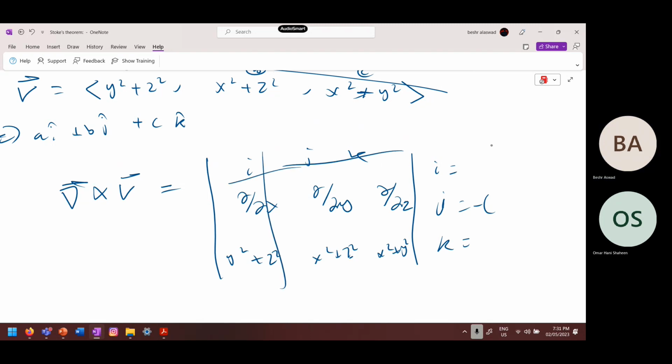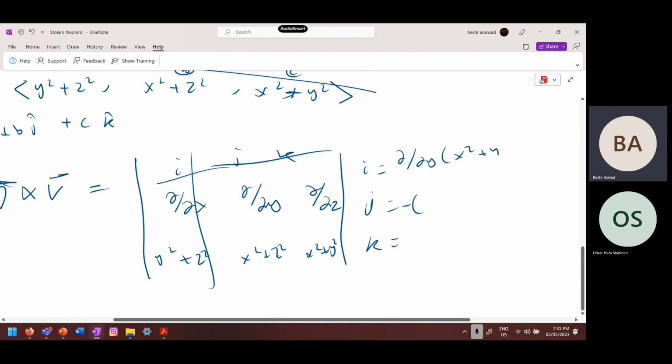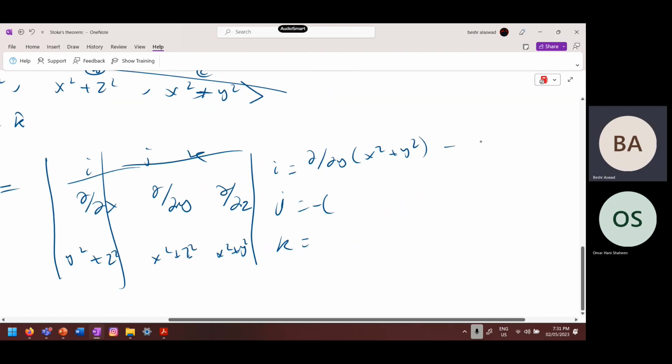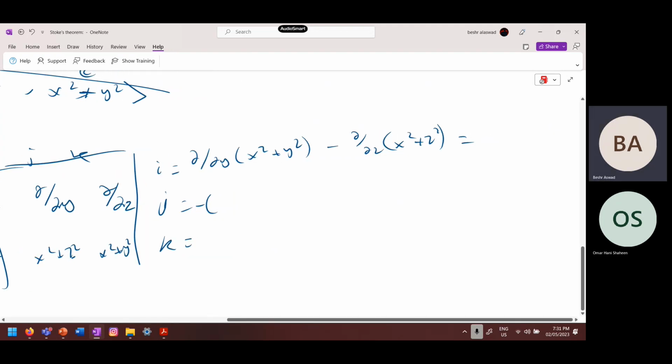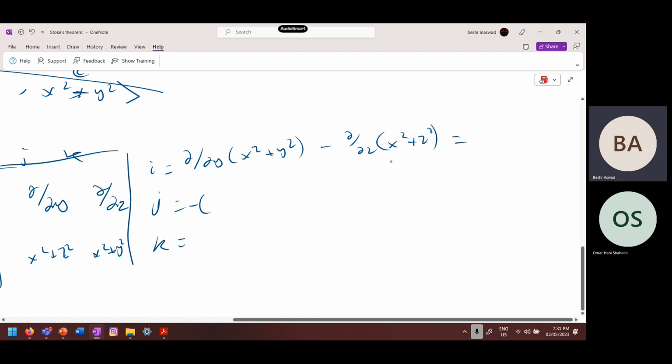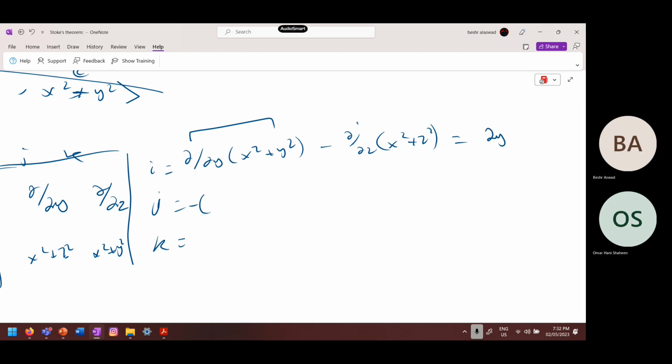Cross this, get partial over partial y of x squared plus y squared, minus partial over partial z of x squared plus z squared. That's equal to, for this one, 2y. For this, the negative stays the same, so negative 2z. Okay, that's the I hat.